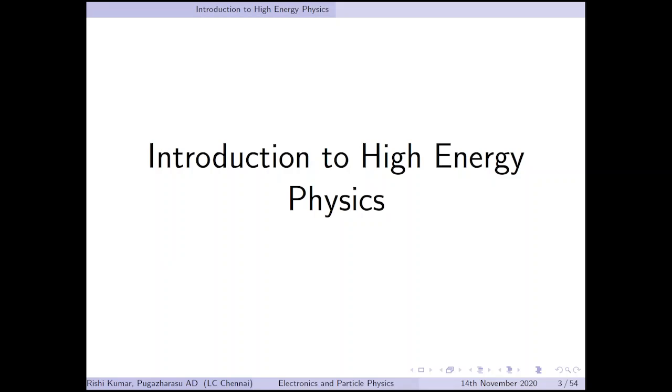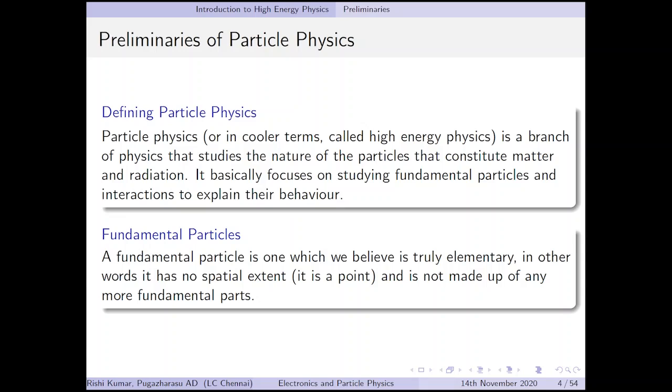So, I'd like to start off with a very brief introduction to high energy physics. Defining particle physics, or in cooler terms, high energy physics, they're both one and the same, is a branch of physics that studies the nature of the particles that constitute matter and radiation in our universe. In more layman terms, it basically focuses on studying fundamental particles and interactions to explain their behavior. That naturally leads us to the question, what is a fundamental particle?